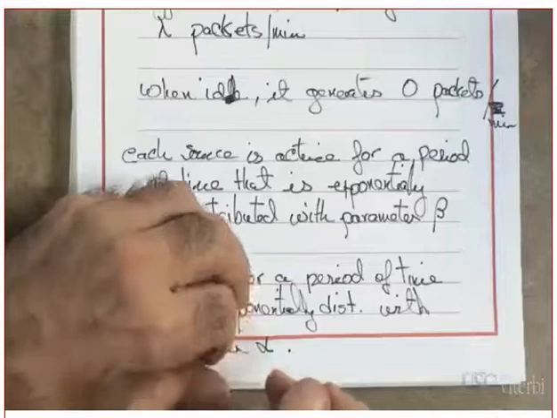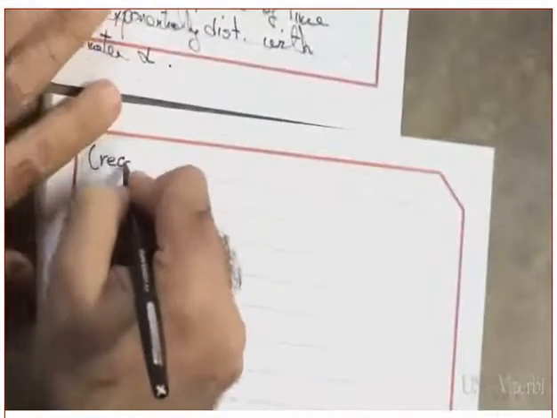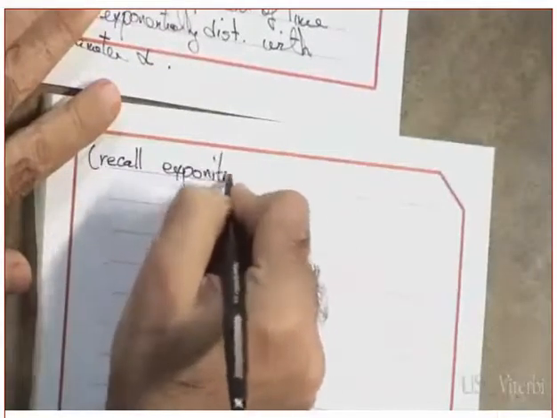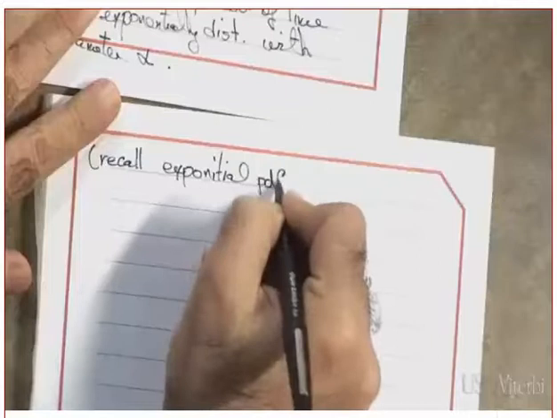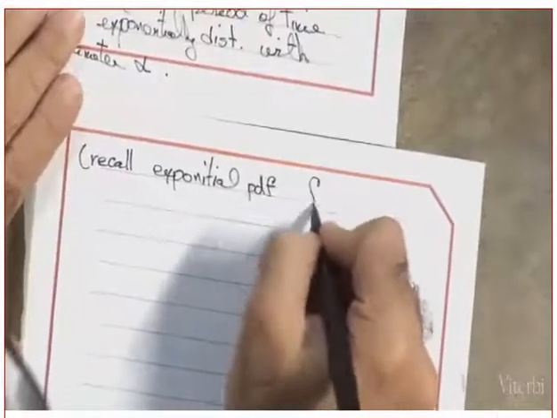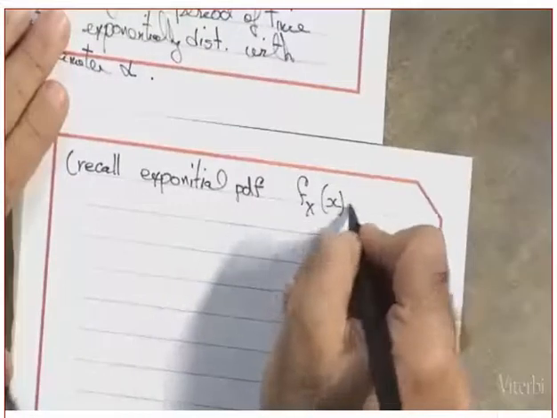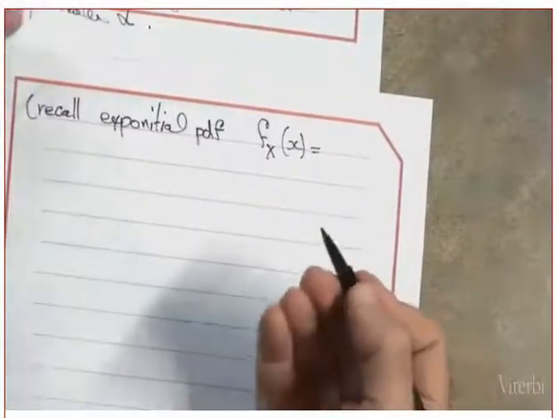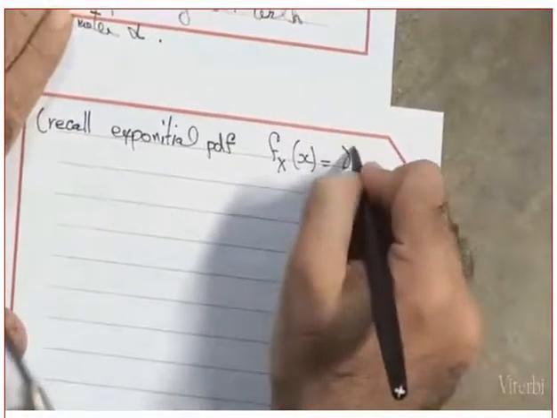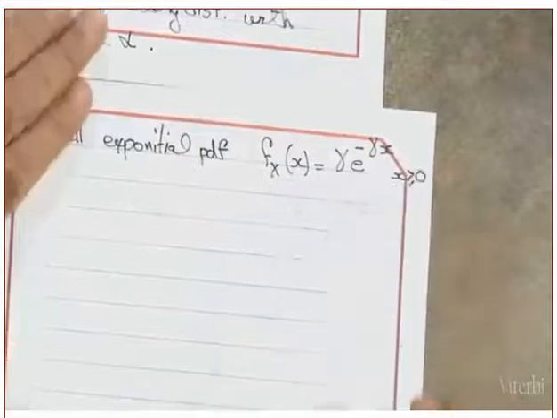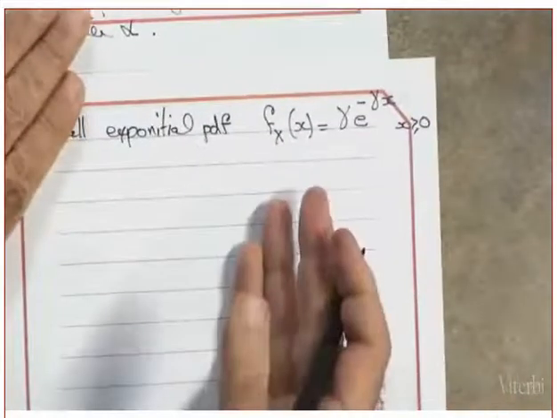You remember the exponential? Let's see if you remember, recall. The exponential PDF is what? Let's see if you still remember. f of x, okay, a gamma, for example, gamma e to the minus gamma x for x greater than or equal to 0. You remember this? Okay, good.